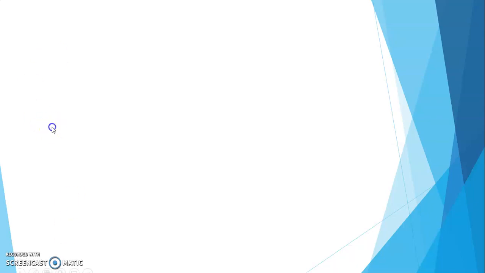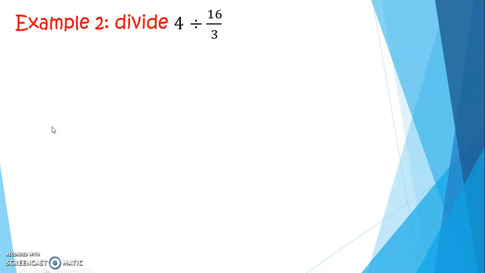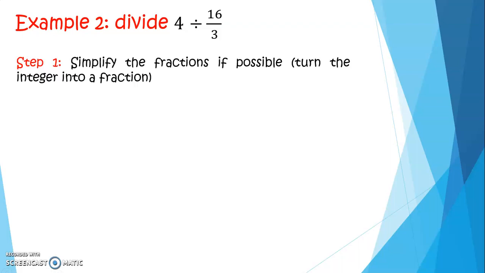Let's make another example. This time, we're going to divide an integer by a fraction. The first thing we have to do is see if we can simplify the fractions. But in this case, as you can see, we cannot. So the exercise is the same.